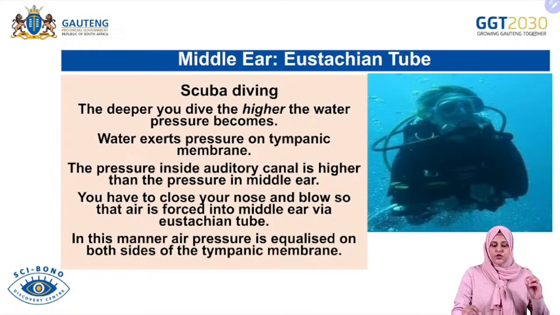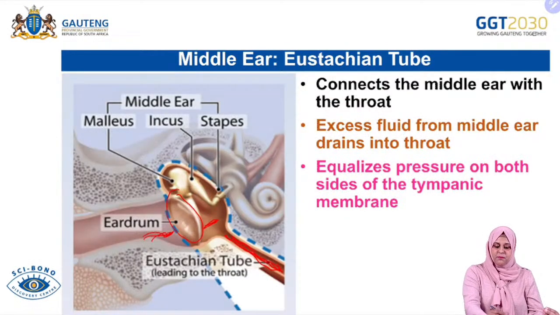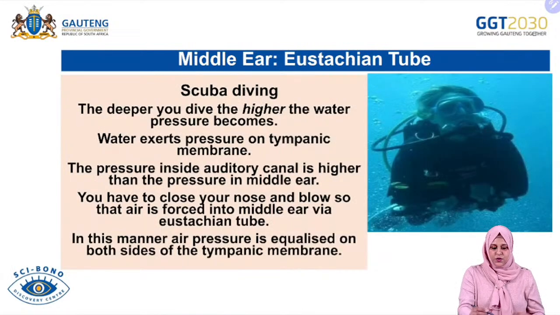Right. Now let's look at the eustachian tube. When you go scuba diving, for example, the deeper down you dive, the higher the water pressure becomes. Water exerts pressure on the tympanic membrane. So water is exerting pressure on this tympanic membrane, and the pressure on the tympanic membrane from the auditory canal is much higher than in the middle ear. Let me show you that the pressure inside the auditory canal is higher than the pressure in the middle ear.